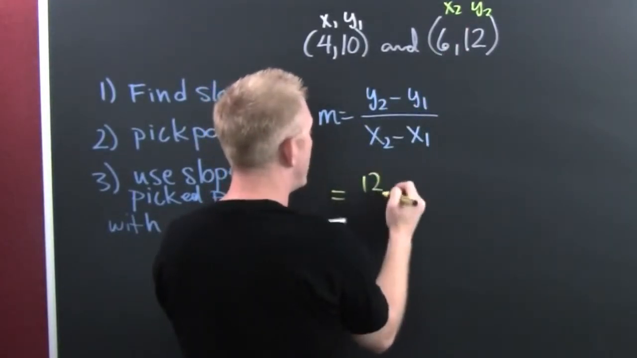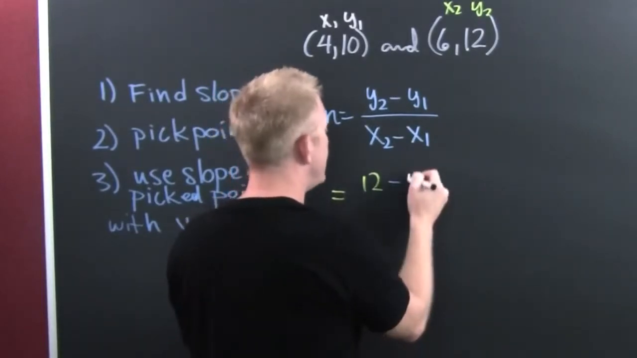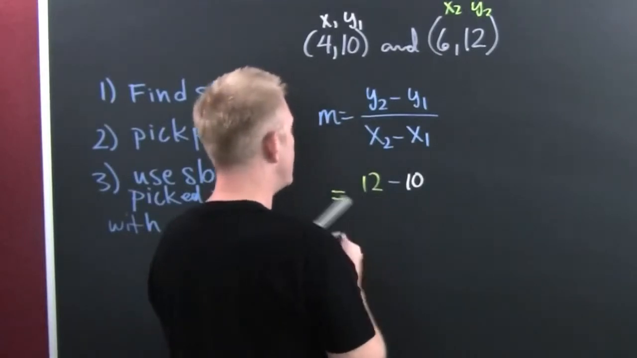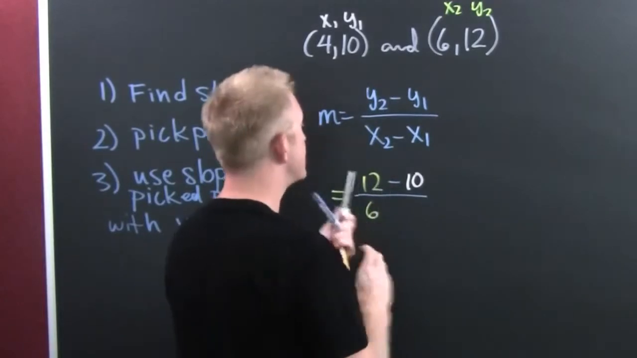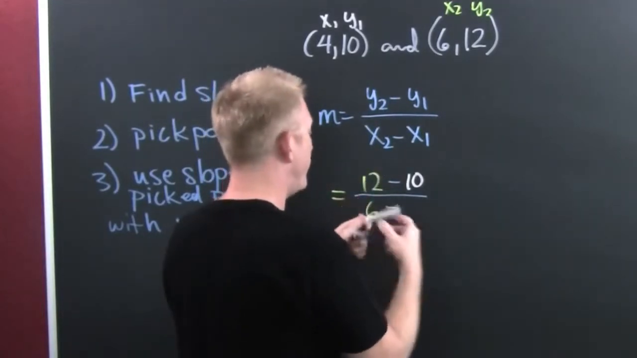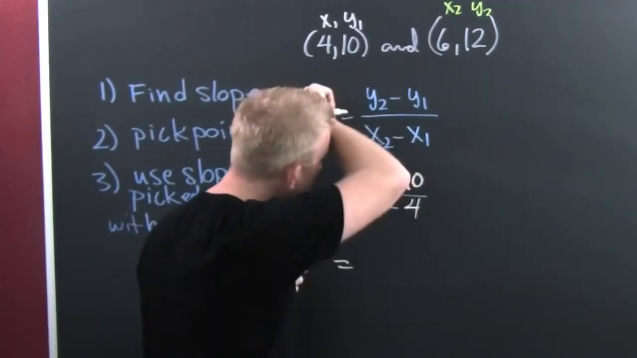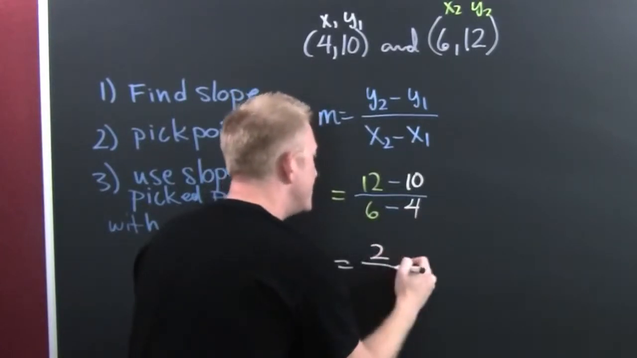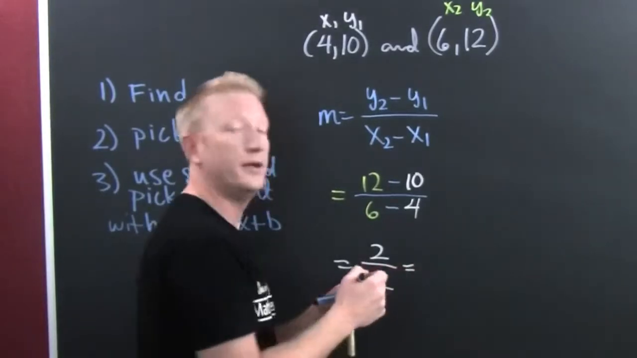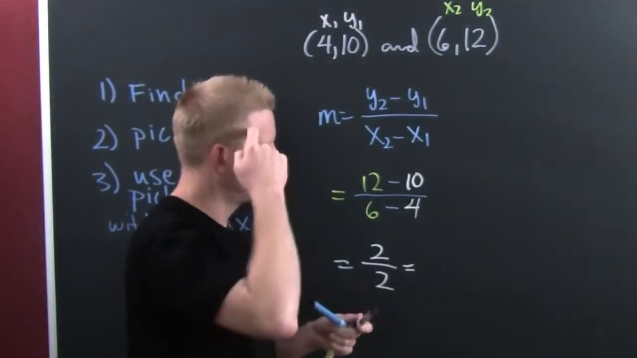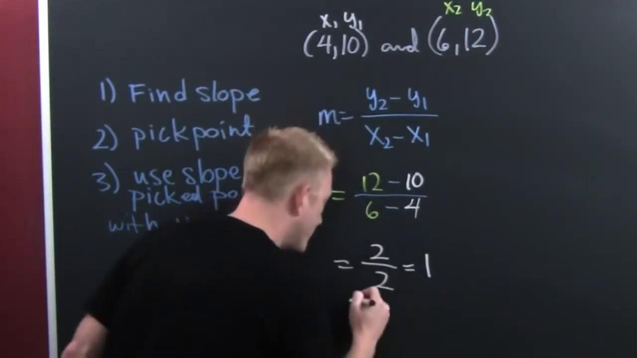So my y2 is 12, and then that's minus my y1, which is 10. Then divided by my x2, which is 6, minus my x1, which is 4. 12 minus 10 is 2, divided by 6 minus 4, which is also 2. So now what do? You reduce, and you deduce that you can reduce by a deuce, and your slope is 1.